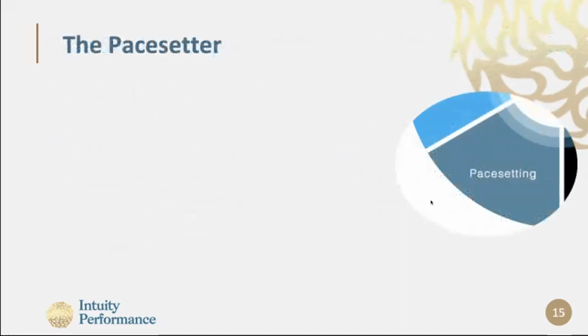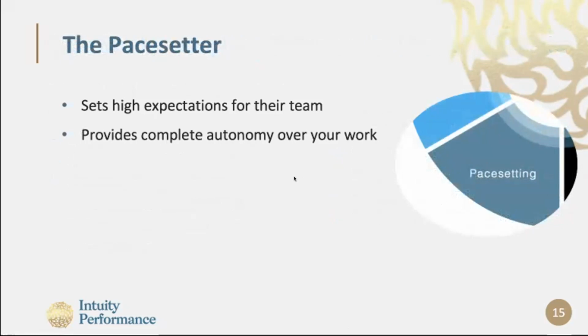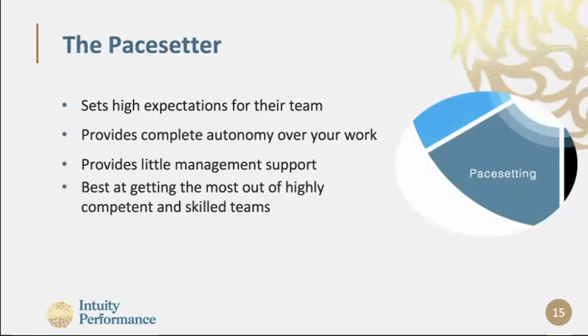So the pace setter sets high expectations for their team, provides complete autonomy over your work, provides very little management support, and is the best at getting the most out of highly competent and skilled teams. So when understanding if this style is effective for your team, how do you identify if you have a competent and skilled team? How will you know that this leadership style will be effective with your team? Does anybody lean into pace setter here?